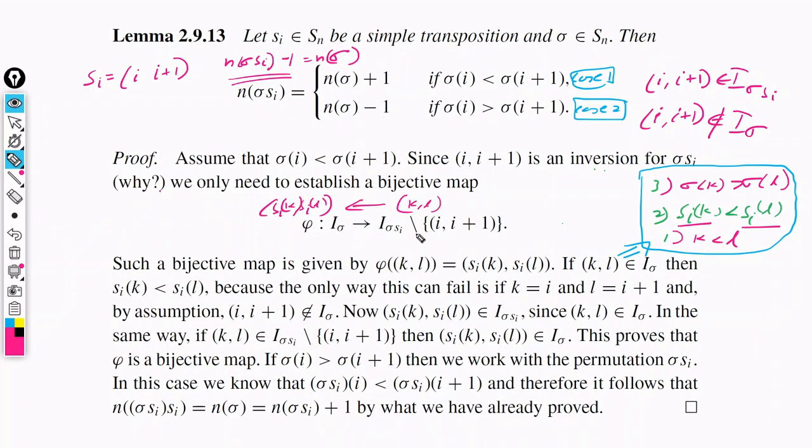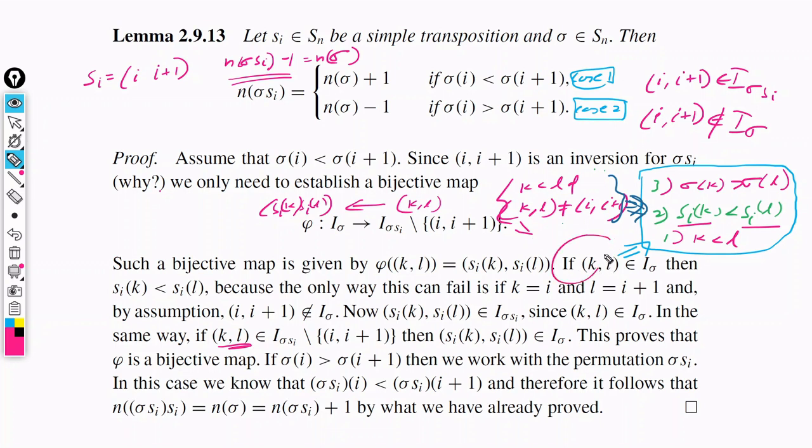Okay, now this phi is a well-defined function. Next we have to show that this phi is a bijection. So first we have to show that this phi is onto. For that we consider an arbitrary element (k,l) from the right hand side. We choose a (k,l) from the right hand side. Then we have to establish that there is a pre-image. In this case, we are going to show that (s_i of k, s_i of l) is the pre-image of (k,l). (k,l) is an inversion, that means k is less than l. And already we assume that this is not equal to (i, i+1). So we have two assumptions: k is less than l and (k,l) is not equal to (i, i+1).